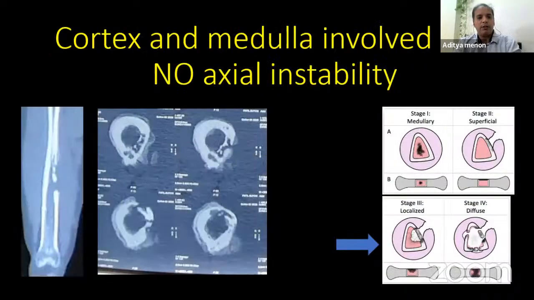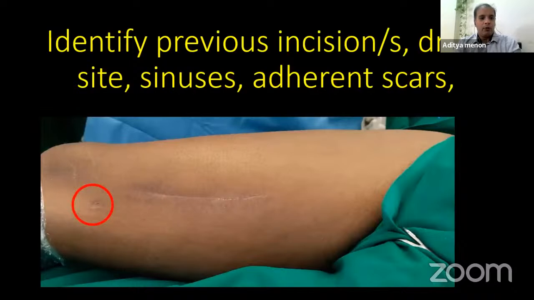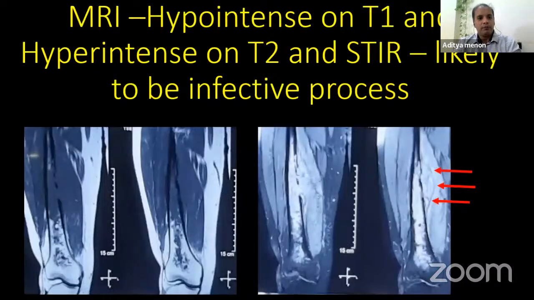As far as host was concerned, this was a BS or a systemic compromise type B host, which majority of people had agreed. Now, we must identify all previous scars, all drains, sinuses, biopsy sites, all of them must be included in our incision.